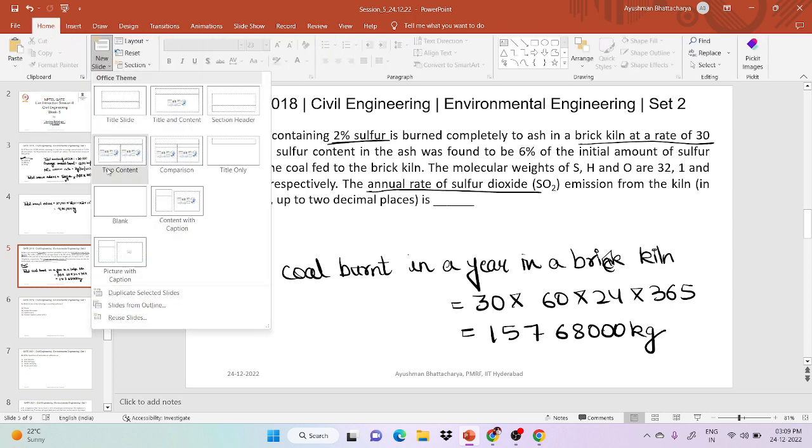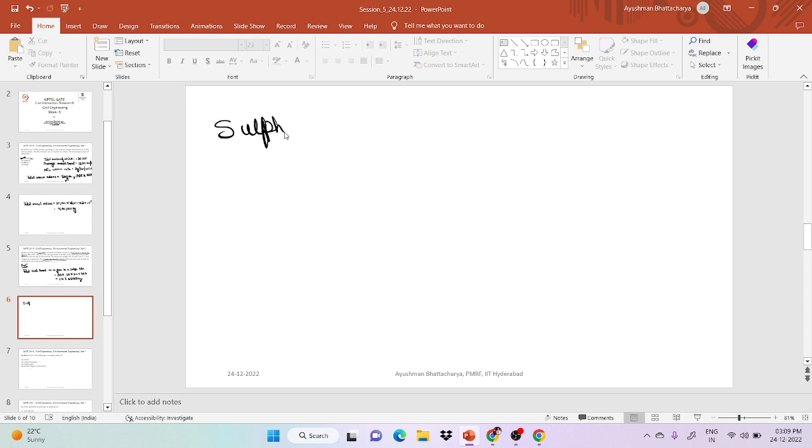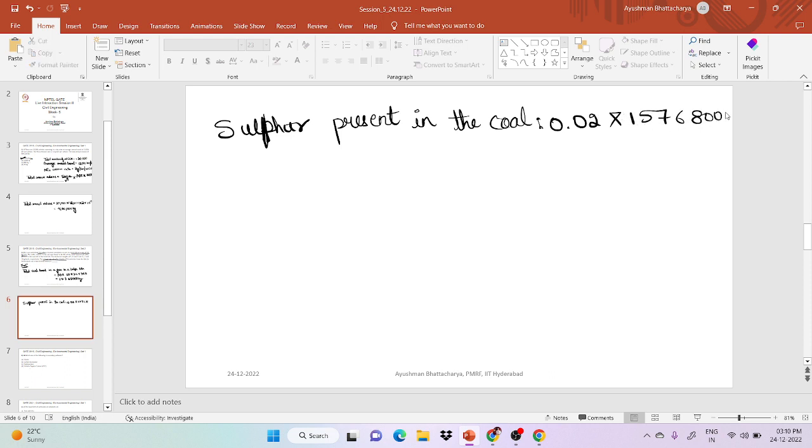Now the second thing which we have to focus on is the sulfur content in the coal. If this much amount of coal is burnt in a year, what will be the sulfur content in this much amount of coal? So the sulfur present in the coal will be 2%. So 0.02 into 15768,000 kg. So basically the sulfur content in the coal is 315360 kg. This is the sulfur present in the coal.